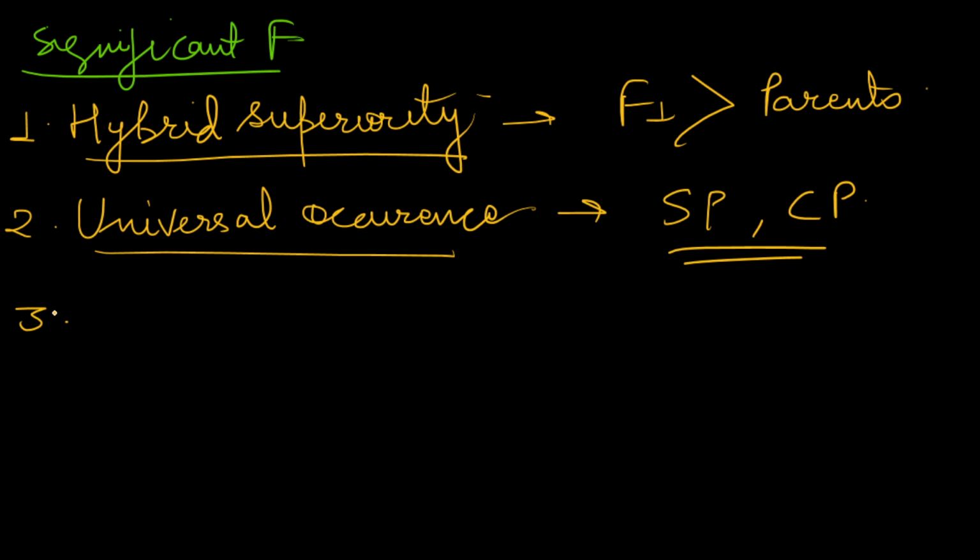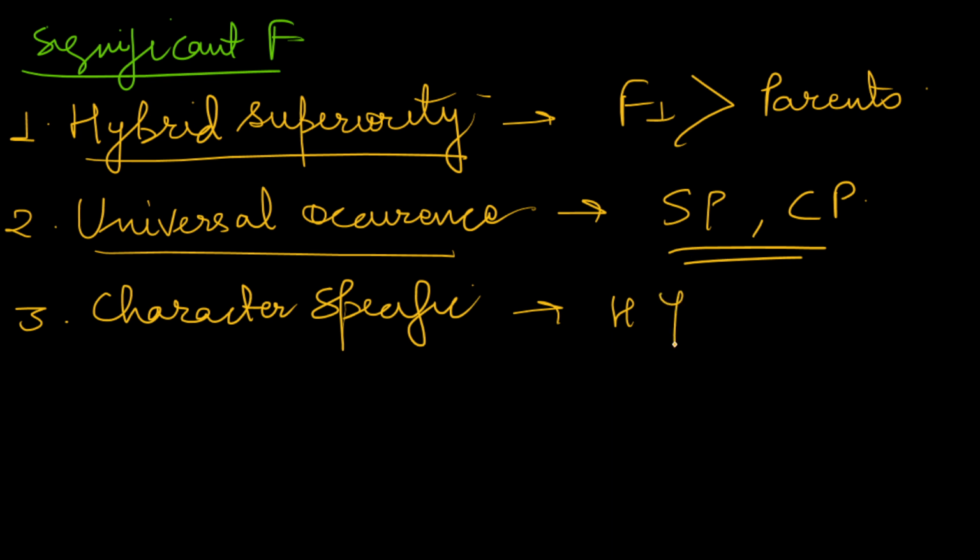Next, it is very character specific. That is, it can express differently for various traits. Suppose it can be high for yield, and it can be moderate for height. It is not generalized for all characters, that if it's high for yield, it will also be high for height. It can be medium also. So for different characters, the performance of heterosis will be different.